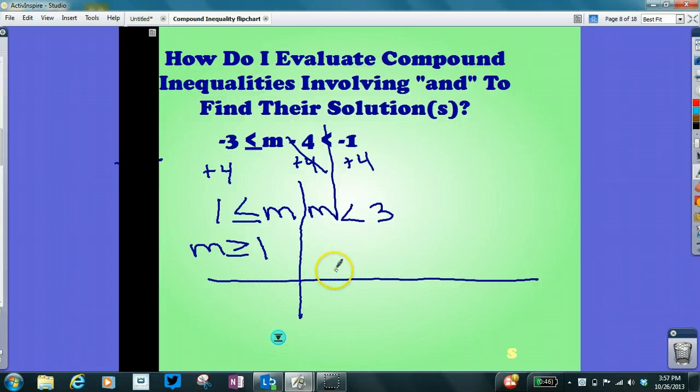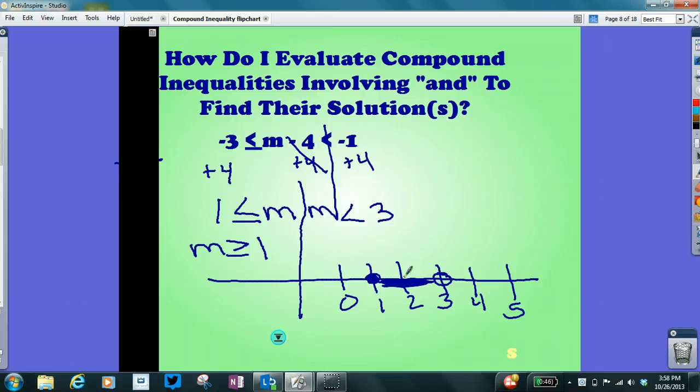Well, let me go ahead and make my number line. I'm going to start here. I'll say 0, 1. Okay, now, m is greater than or equal to 1. Well, I know that's going to be a closed dot, because it also says it's equal to. But also m is going to be less than 3. Well, open dot, because there is no equal to sign on this one. It's just less than. And I know my solution is going to be right there.